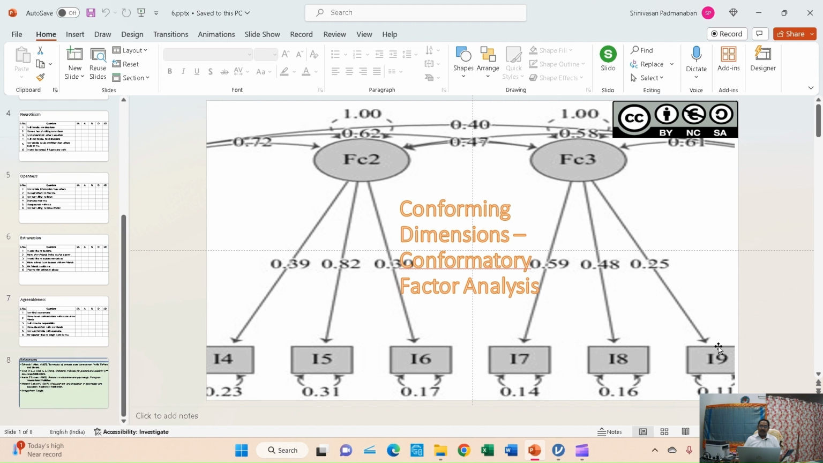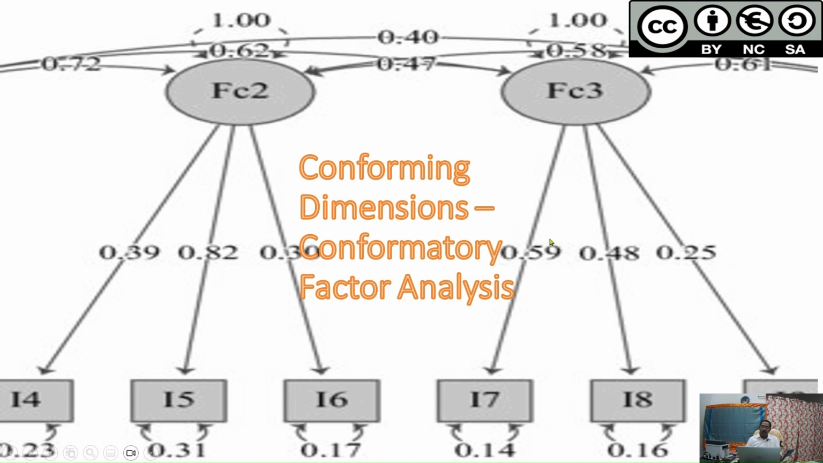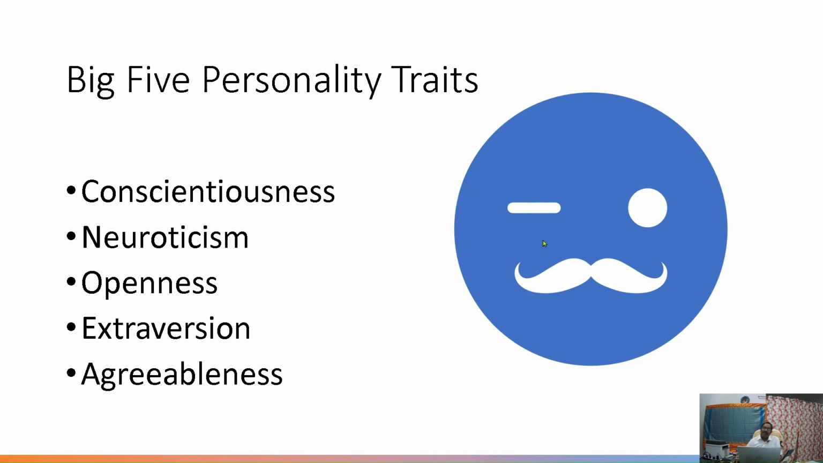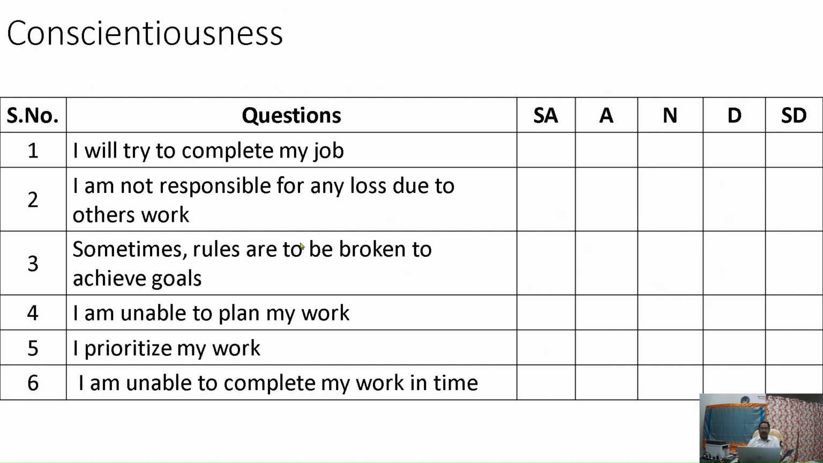So the other option is, if we have constructed a scale based on well established dimensions of a particular concept, we can also go for confirming dimensions through confirmatory factor analysis. Here the example we have taken is the Big 5 personality traits, which consist of 5 traits: conscientiousness, neuroticism, openness, extroversion, agreeableness. For each of the dimensions, we have written questions, 6 questions for each dimension, in a 5 point scale. For example, I will try to complete my job.